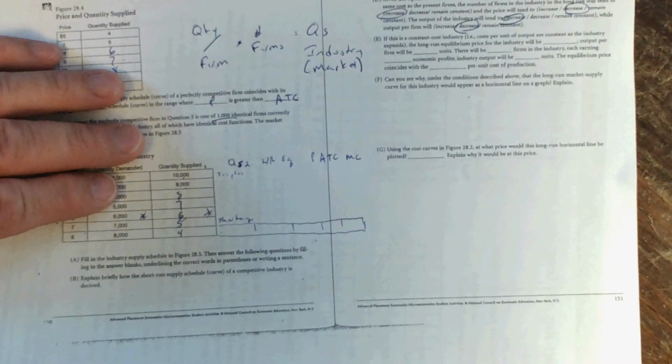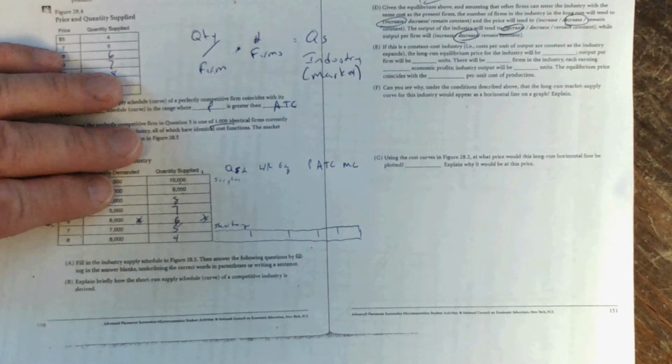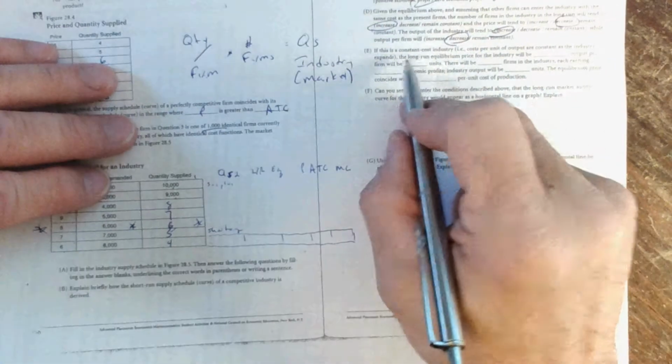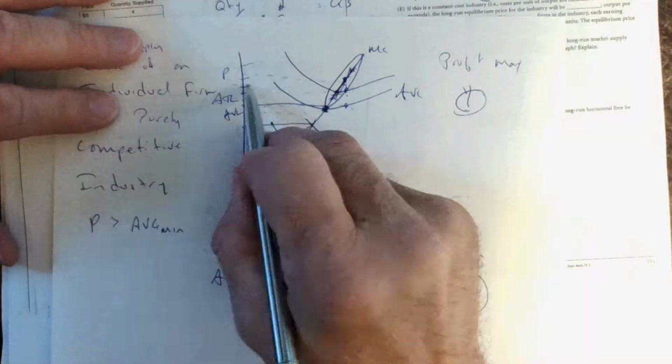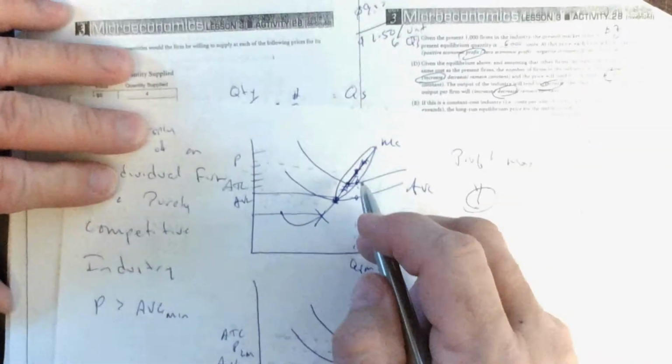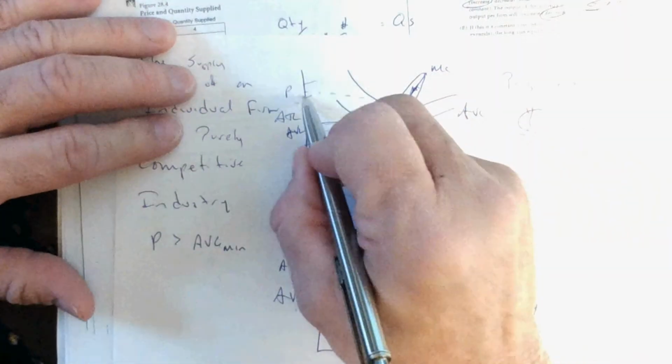If this is a constant cost industry, meaning that as firms demand more resources, the supply is still available at that price, their cost won't change. Now we have to find the long-run equilibrium. Let's talk about what the long-run equilibrium is in an industry. So we're going to go back to our graphs.